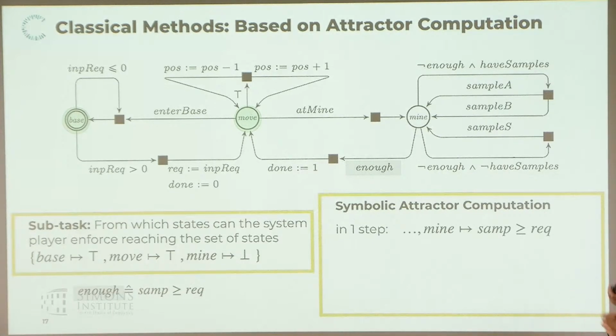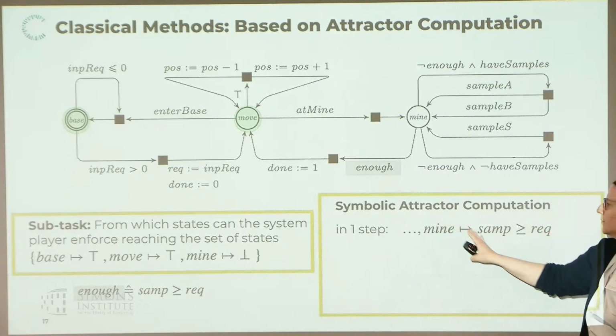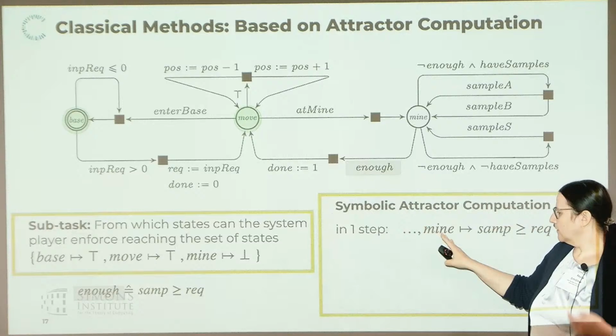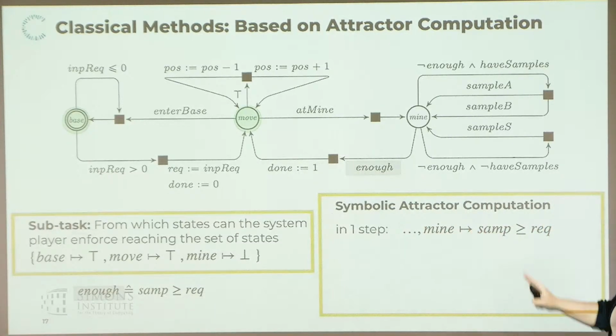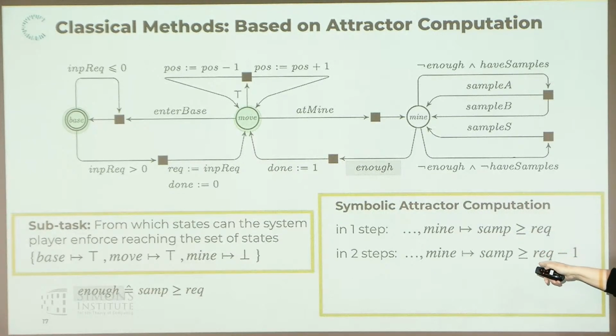So the way to compute the attractor is to perform this iterative fixed point computation, where we compute the set of states from which this set of states can be enforceably reached in one step. In this case, this is the set of states where in location min we have collected sufficiently many samples to satisfy the guard here. In 2 steps, the system can enforce reaching this set if it has at least requested number minus 1, and so on.